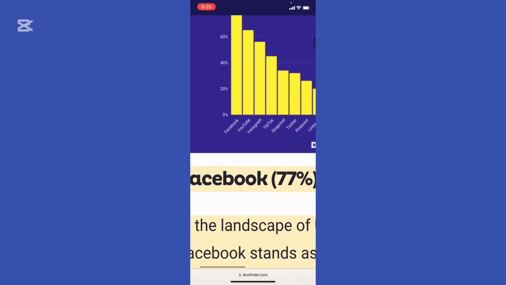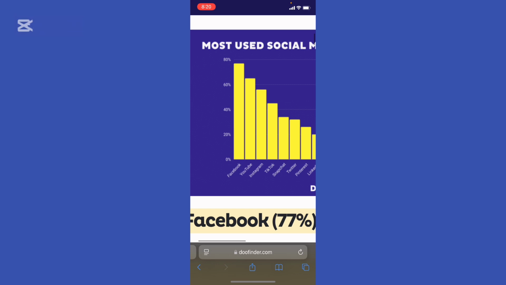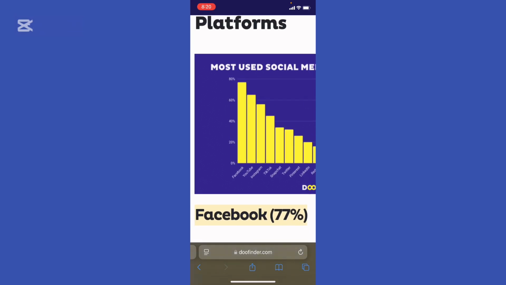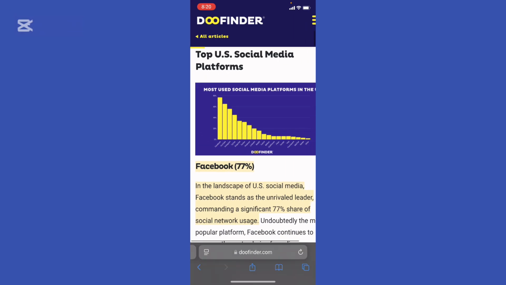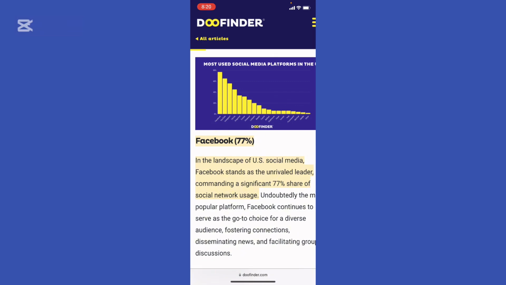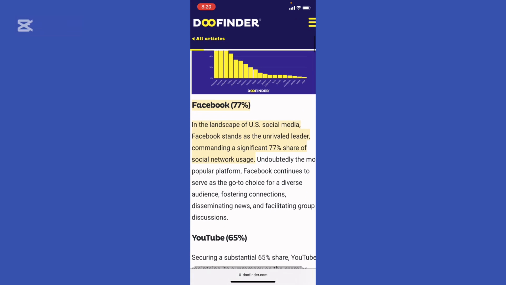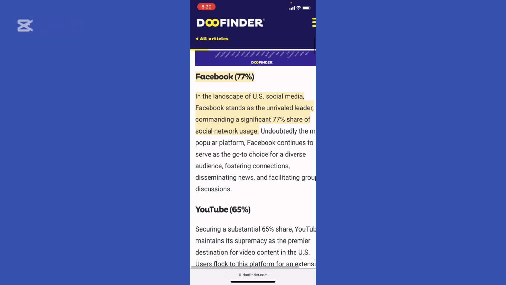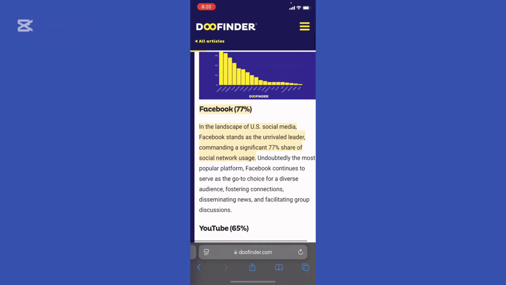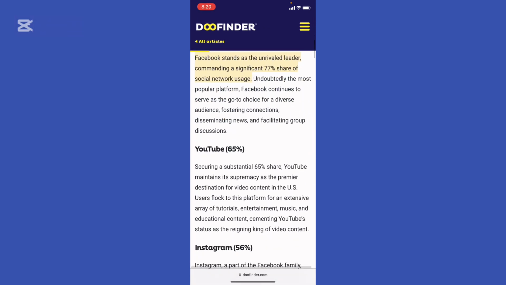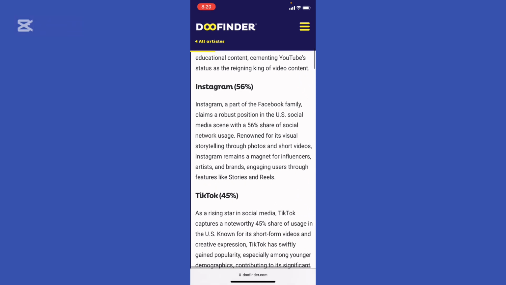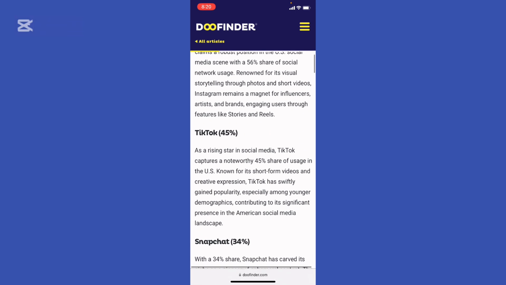You're going to be able to see Facebook now at 77%. So in the landscape of US social media, Facebook stands as an unrivaled leader, commanding a significant 77% share of social network usage. Next, you have YouTube at 65%, Instagram at 56%, and TikTok at 45%.